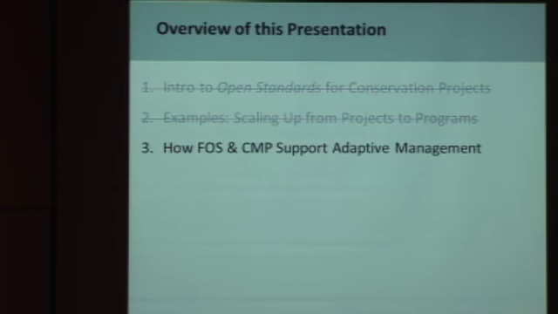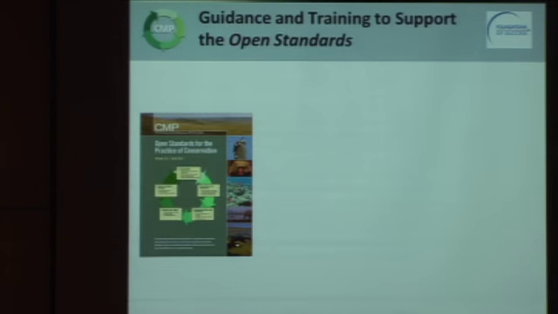Okay, so that's a little bit about different examples of what the open standards are and how you apply them. I'd like to talk now a little bit about how we support adaptive management. We have these open standards, and they are a formal standard. They go through a change control process. They grow and change over time as we get innovation, and they get adapted and folded in. We're up to version 3.0 of the standards.